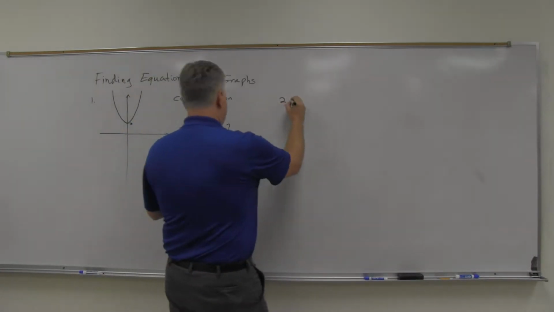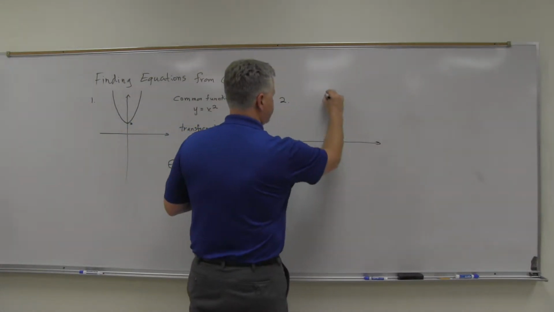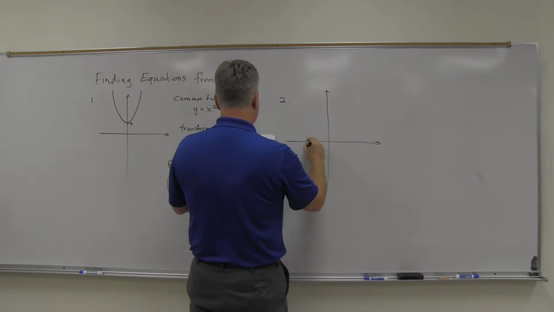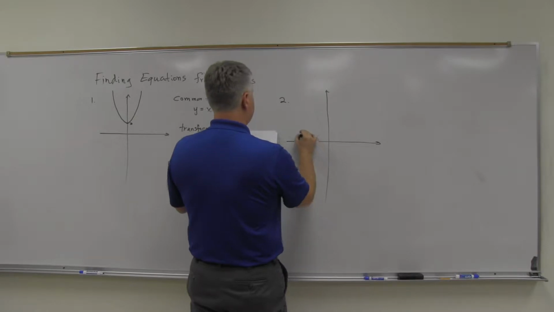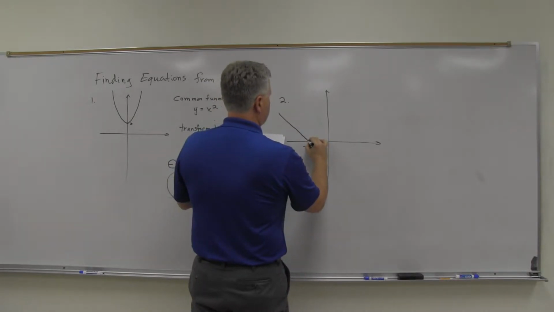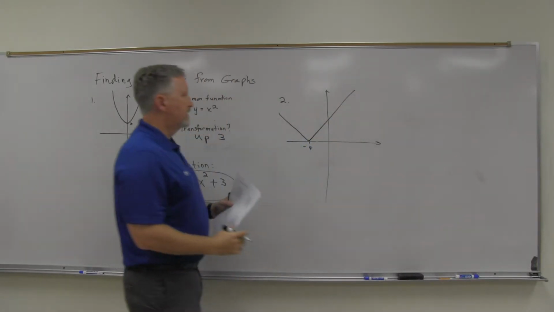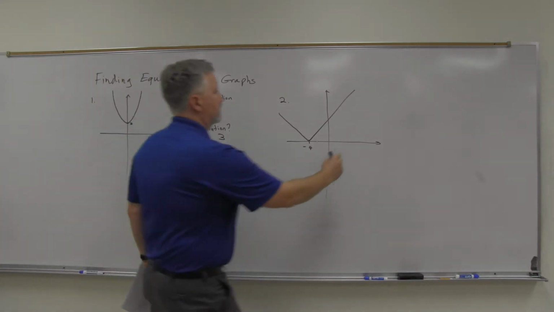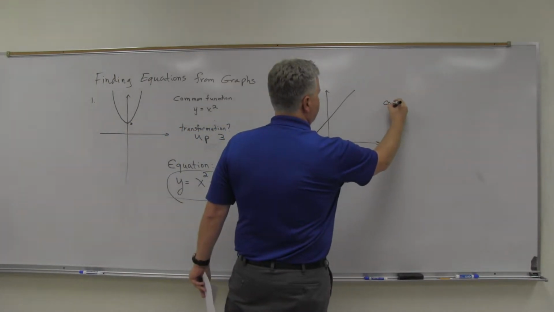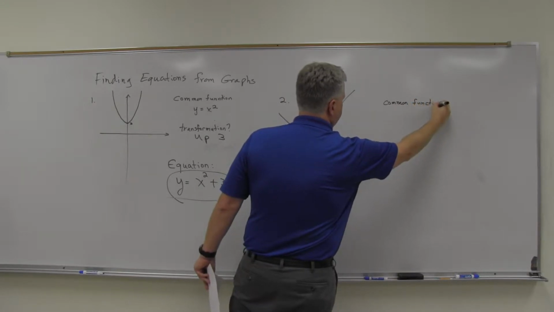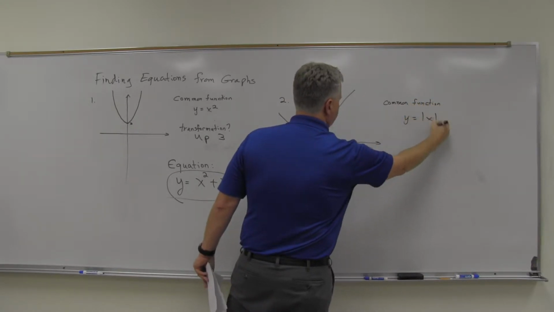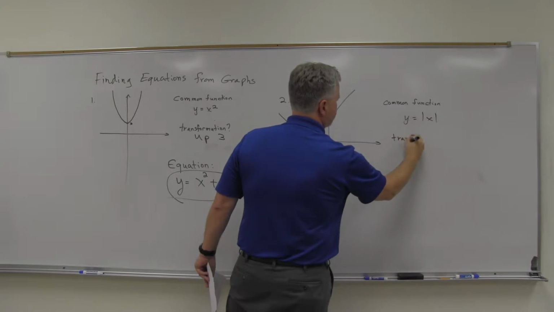Now number 2, we've got a different function, don't we? We've got the V-shaped function. It looks like the corner, the vertex, is over here at -4. The y-intercept is positive 4. But what's the common function here? The absolute value. Absolute value of x.